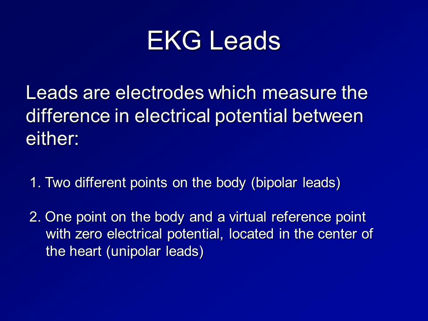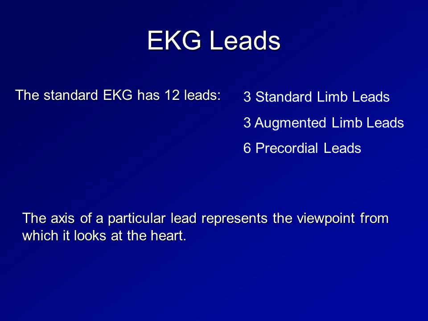EKG leads. Leads are electrodes which measure the difference in electrical potential between either 1. Two different points on the body, bipolar leads, or 2. One point on the body and a virtual reference point with zero electrical potential, located in the center of the heart, unipolar leads. The standard EKG has 12 leads: 3 standard limb leads, 3 augmented limb leads, 6 precordial leads.